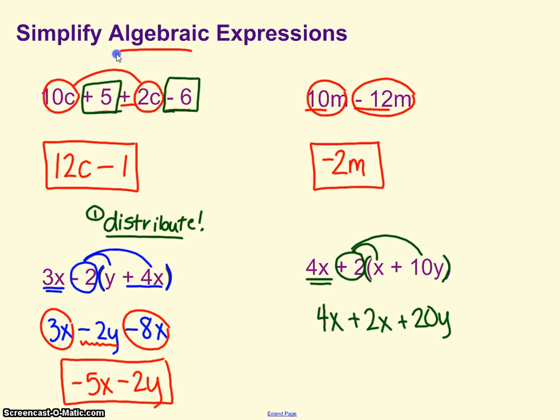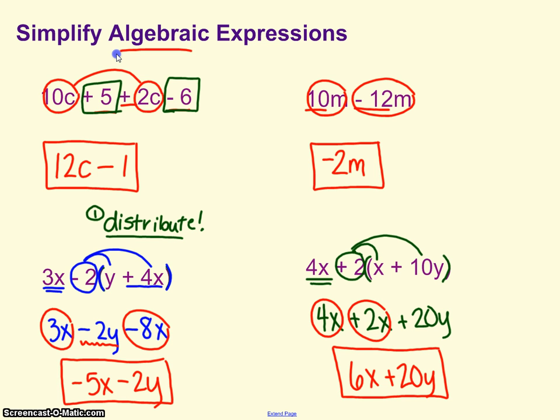20y. And now we're just looking for our like terms. I see we have a 4x and a positive 2x. 4x plus 2x is 6x, and then that 20y we're going to put after the x so that our answer is alphabetical. That's called standard form. And there we go. Simplifying algebraic expressions.